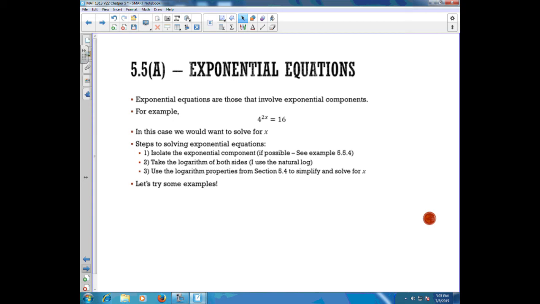To solve exponential equations, you're going to want to try to isolate the exponential component. This is not always possible, as you'll see in one of the last examples. Then you're going to take the logarithm of both sides. You can use common log, which is log base 10, or you can use natural log, which is ln, log base e. I always use natural log. Then you can use the logarithm properties from the previous section to simplify and solve for x. Okay, so we're just going to try some examples here.